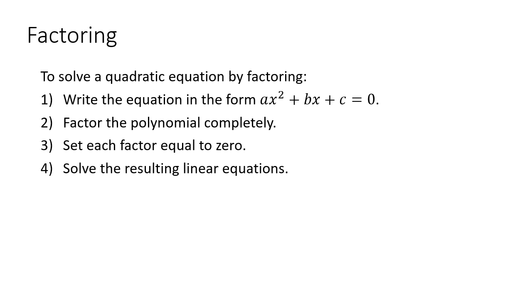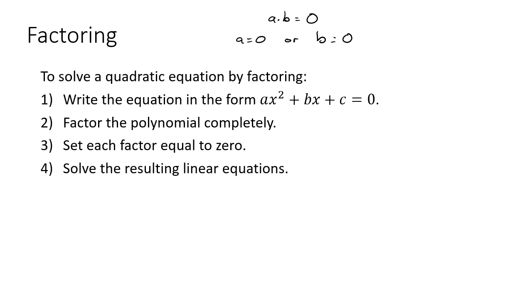And we're going to use something called the zero product principle, where if you have two things multiplied equal to 0, then that means either a is equal to 0 or b is equal to 0. We're just going to do that with the factors. So set each factor equal to 0 and solve.